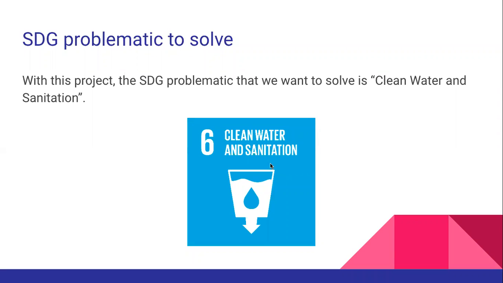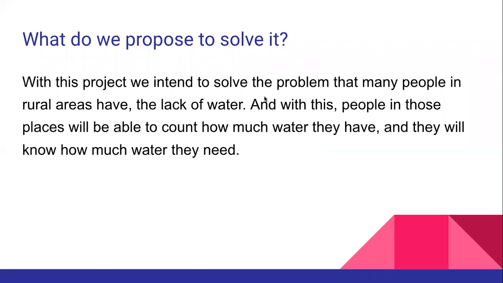SDG problematic to solve. With this project, the SDG problematic that we want to solve is clean water and sanitation. What do we propose to solve it? With this project, we intend to solve the problem that many people in rural areas have, the lack of water. With this, people in those places will be able to count how much water they have, and they will know how much water they need.